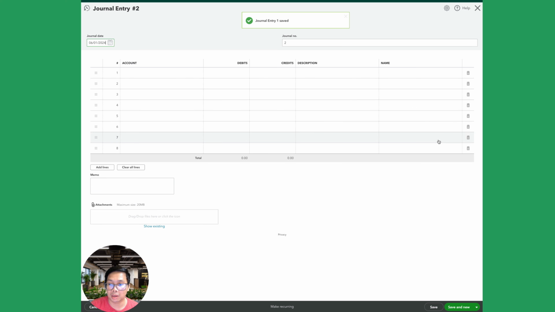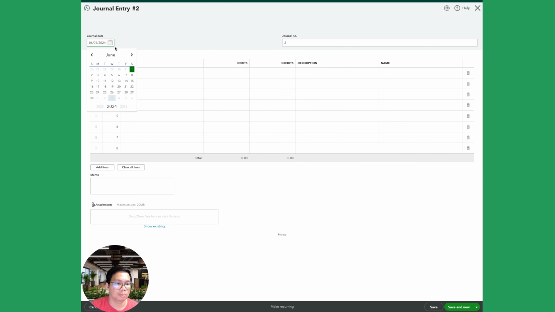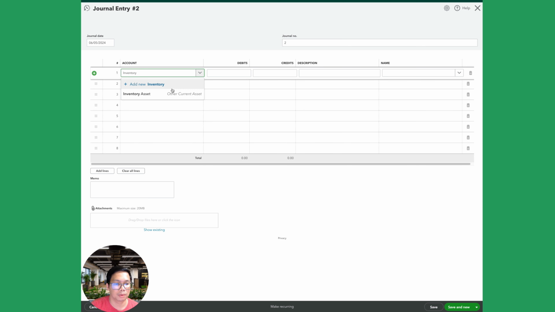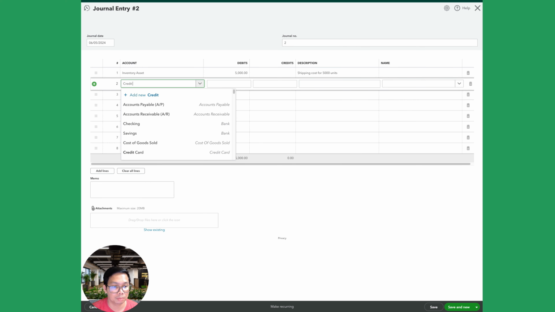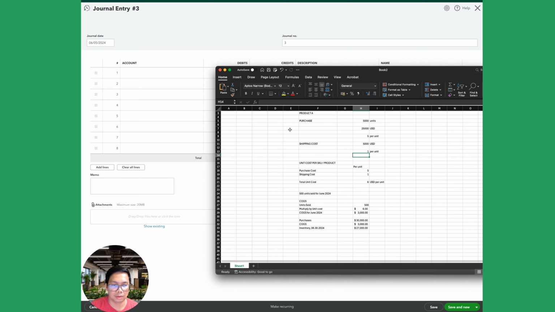Okay, and let's make another entry for the shipping cost, which let's assume happened on June 5. The shipping cost will be part of the inventory cost also. Just put shipping cost for 5,000 units. And let's assume it is paid via credit card again. Let's save it. Now the last entry will be the cost of goods sold entry.